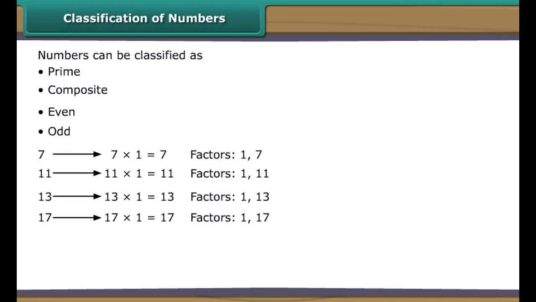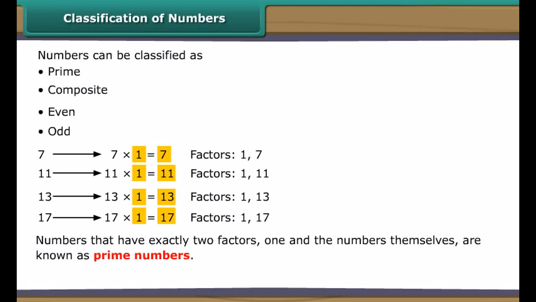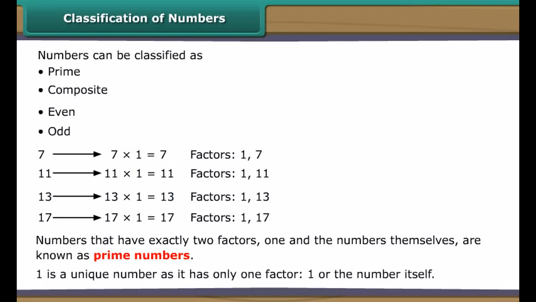Let us look at some more numbers and their factors. What is common among these numbers? All these numbers have only two factors, 1 and the numbers themselves. Numbers that have exactly two factors, 1 and the numbers themselves, are known as prime numbers. 1 is a unique number. It has only one factor, 1 or the number itself.